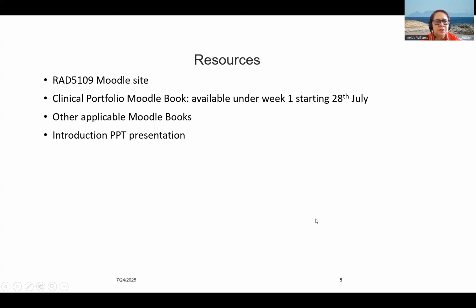So all of the resources will be available on the Moodle site. So the Moodle book and also this recording will be available under the introduction week, which is starting on the 28th of July. And then, of course, as you compile your clinical portfolio, you will use information from other applicable Moodle books. The introduction presentation is also available under this week.